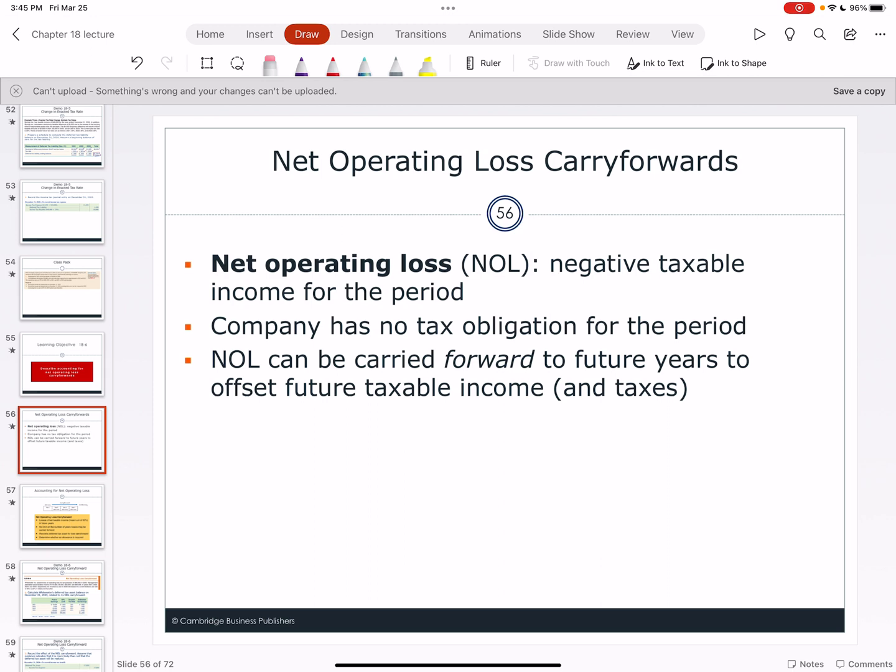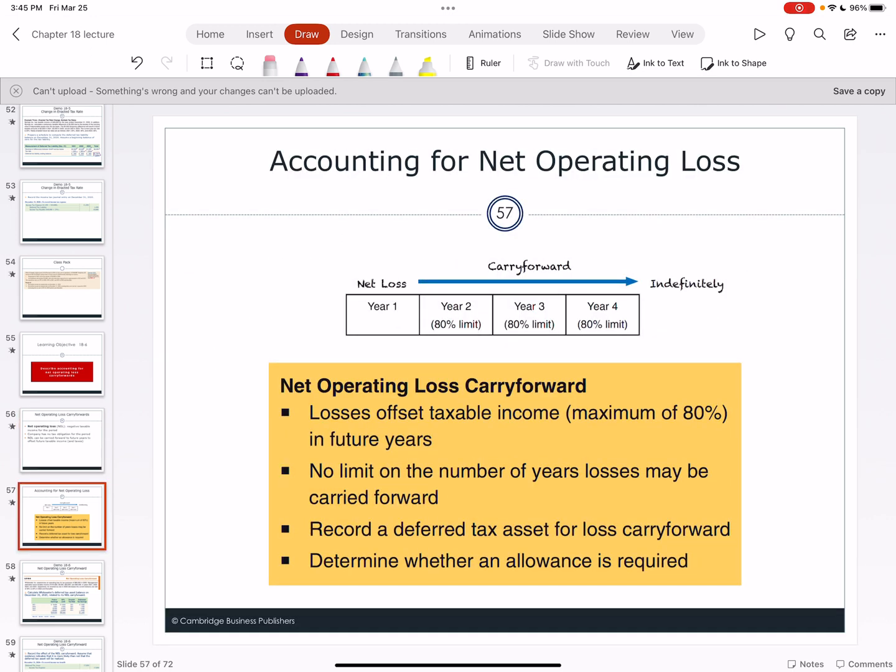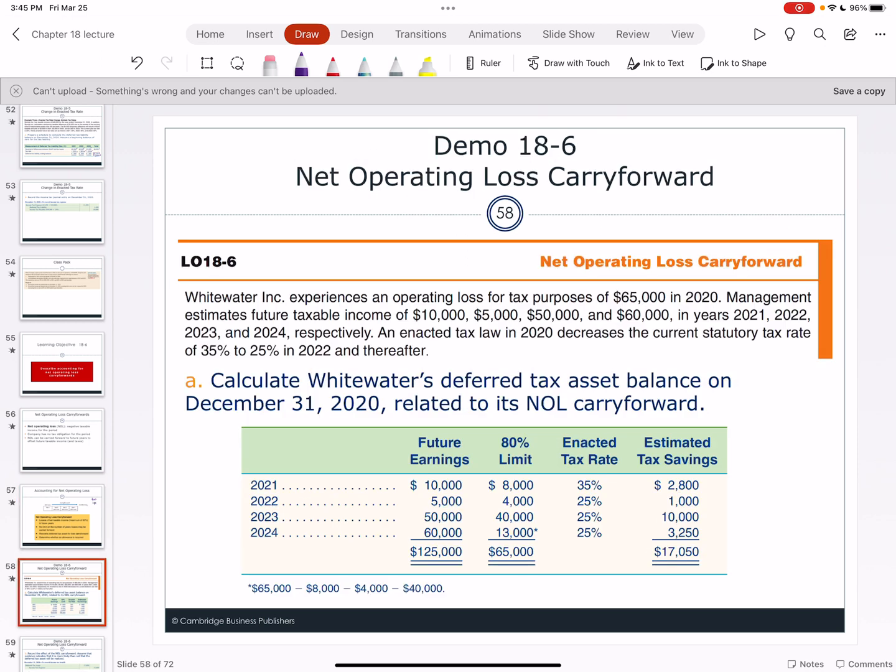And so right now, the rules say you can carry forward those losses indefinitely, right? But every year you can only offset 80% of your income. So, for example, if I had $100 in income in year 2, I can only offset $80 of that income with any loss I'm carrying forward. So let's take a look here.